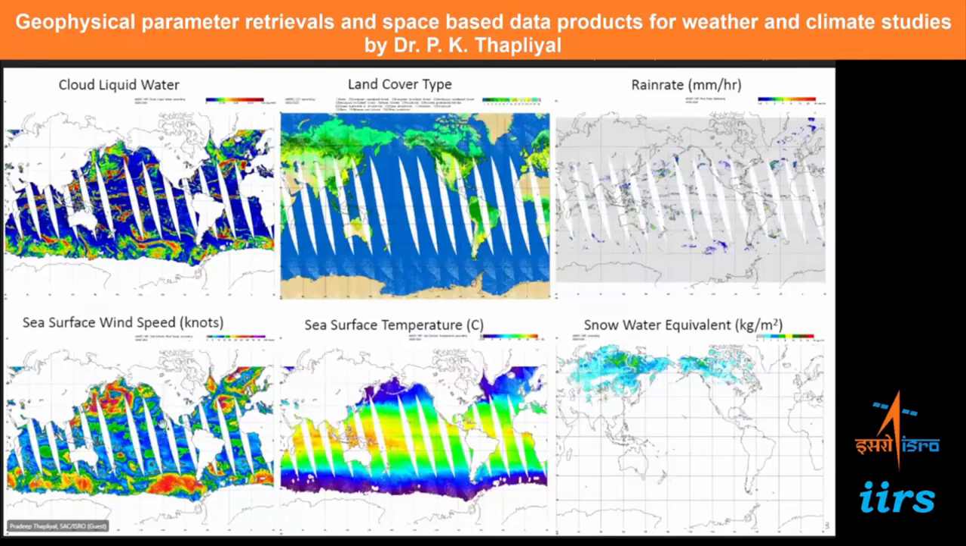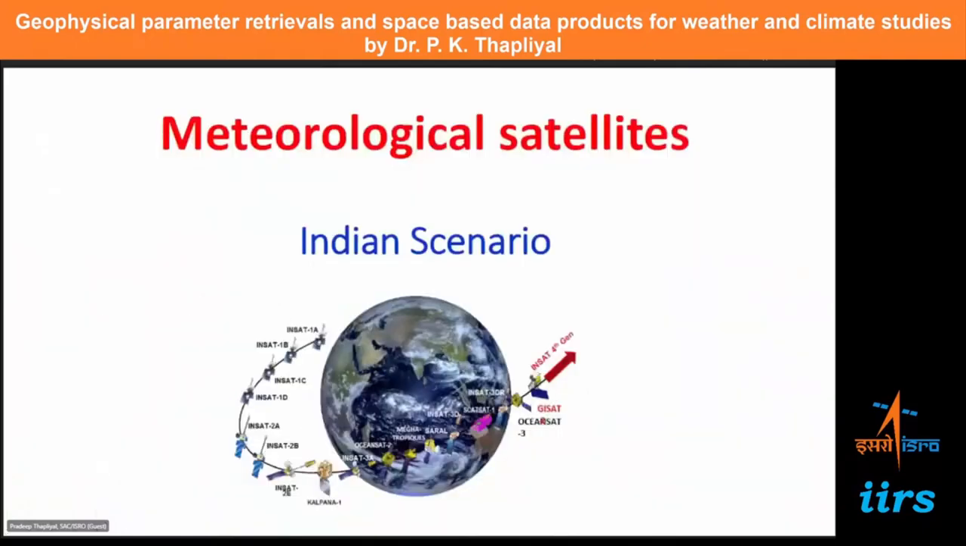Sea surface wind speed, okay, sea surface temperature. Now this is only speed, this is not direction here, because this is from a microwave radiometer, and from a radiometer we can get only sea surface wind speed, and not the direction. And sea surface temperature here, and snow water equivalent also over different parts of this globe. So, a very important instrument.